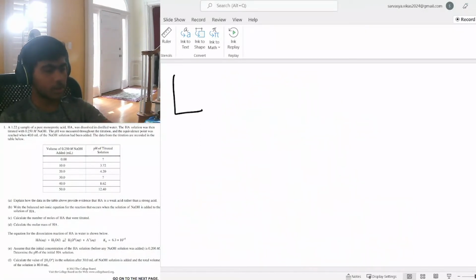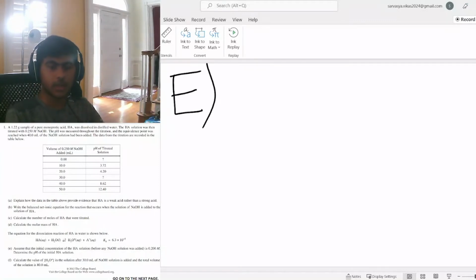Alright, part E. It says the equation for the dissociation reaction of HA and water is shown below. So we have HA plus water in equilibrium with hydronium plus conjugate base. The Ka is 6.3 times 10 to the negative 5. And we're going to assume that the initial concentration of the HA solution before any NaOH solution was added is 0.2 molar. Determine the pH of the initial HA solution.